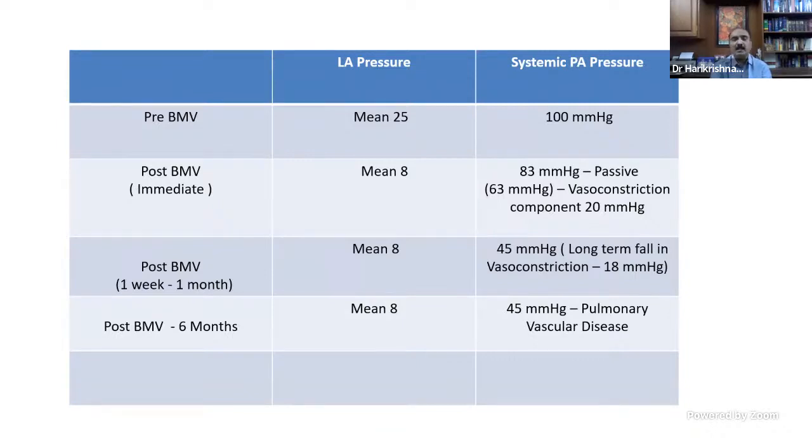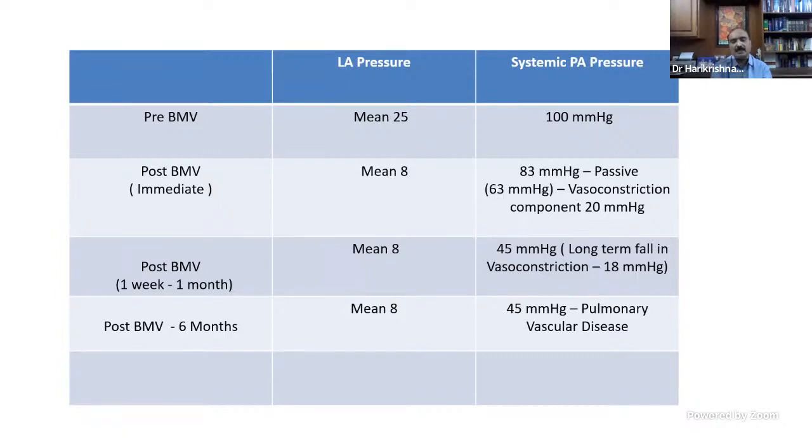So immediately, but the reduction in PA pressure is not immediate. It is said that this reduction in vasoconstriction will continue for weeks or even months. So when you measure at 1 month, you see that the PA pressure is 45. So it's a long-term fall in vasoconstriction, where again a further 18 millimeter is reduced. But when you measure at 6 months, again, it is 45 only. It is not further reducing.